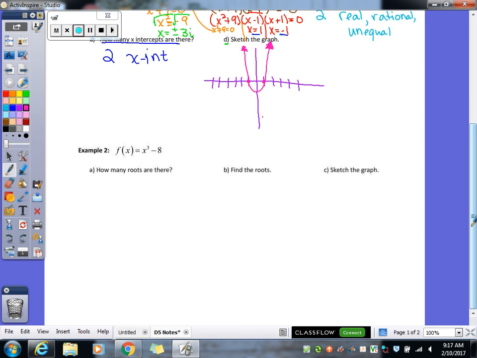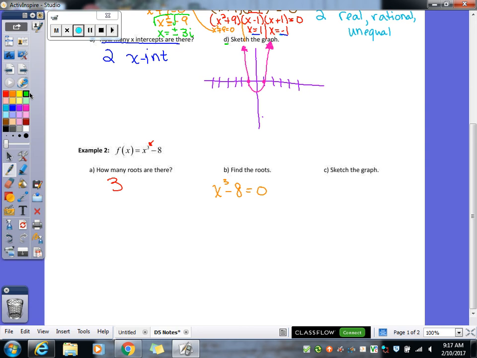So let's take a look at our next one. They want to know how many roots there are going to be. Well, if I look right there, there's going to be 3. So they want us to find our roots. So x cubed minus 8 equals 0.